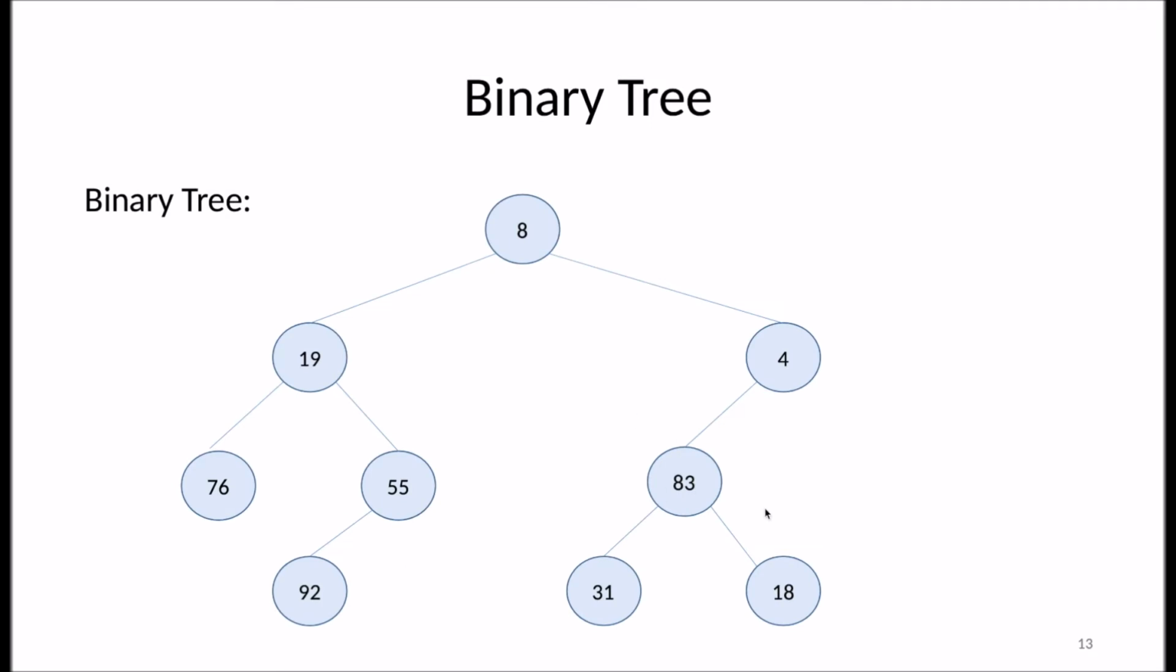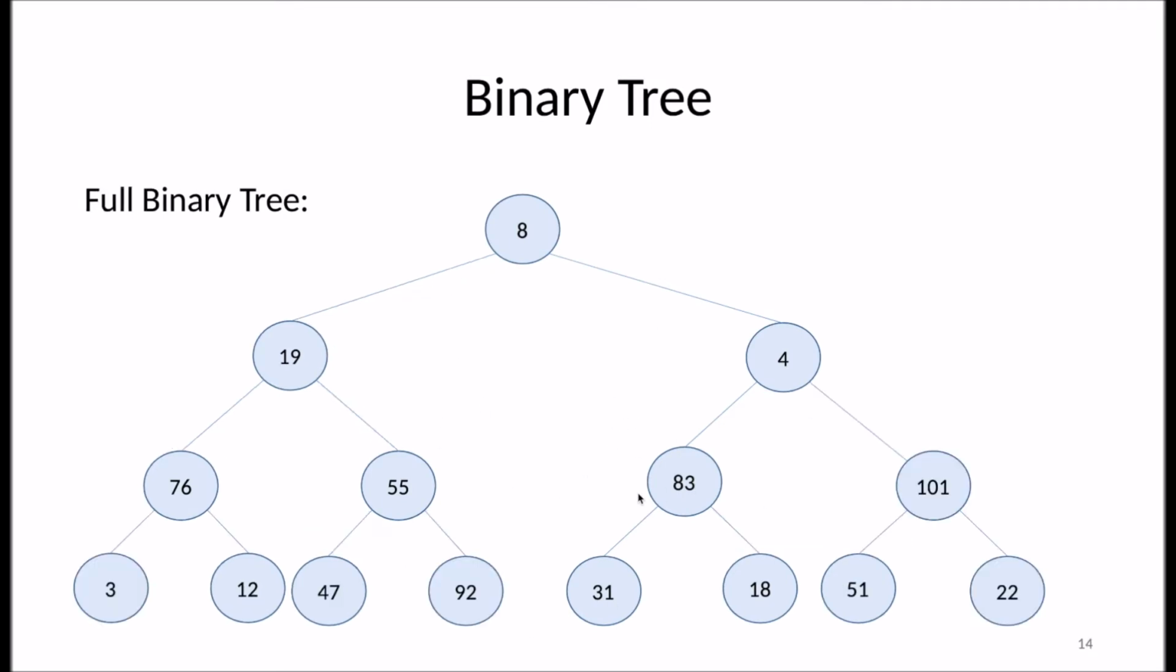So here you can see a binary tree. This is neither full nor complete. Here you see a full binary tree. Note that every node has exactly 2 children. The leaf nodes are all at the same level, and the leaf nodes obviously do not have any children.